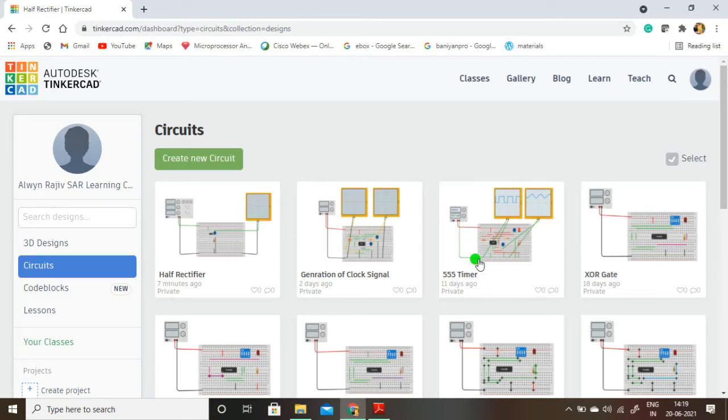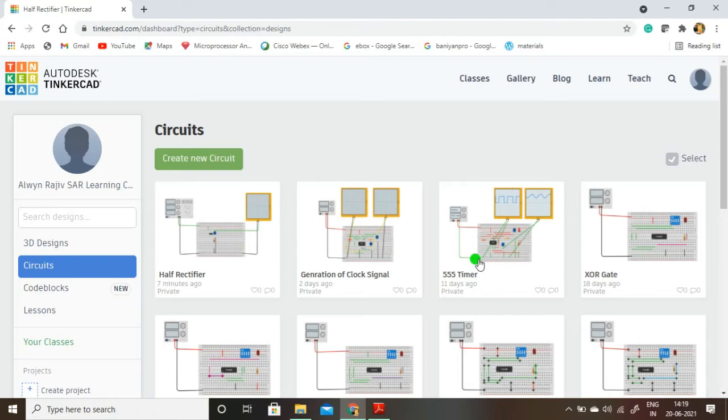In this video, I am going to simulate a full wave rectifier circuit by using Tinkercad Online Simulator. In the previous video, I explained the half wave rectifier circuit. In that half wave rectifier circuit, the efficiency becomes 40.6%. How are we going to increase the efficiency? By using the full wave rectifier circuit.